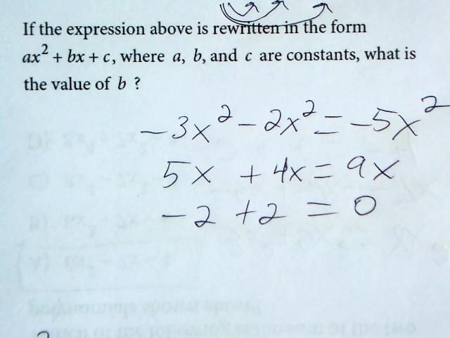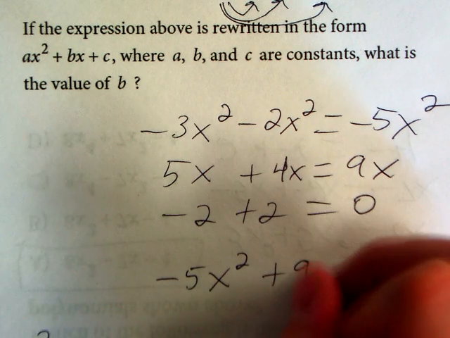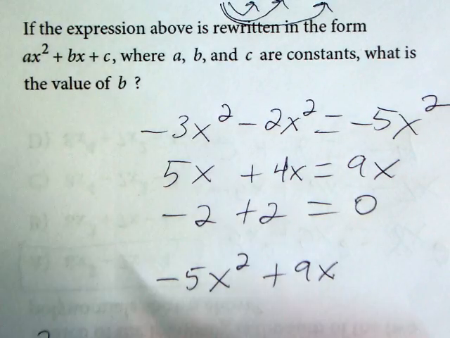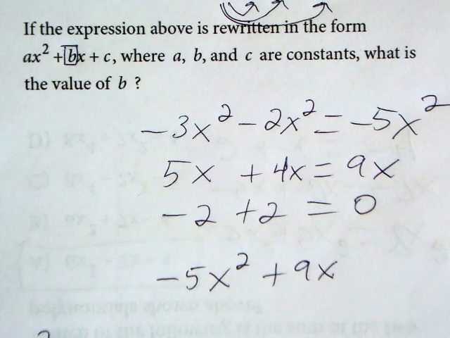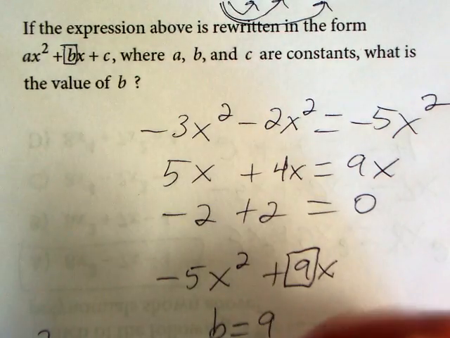So if we rewrite this in ax squared plus bx plus c form, we get negative 5x squared plus 9x, and it would be plus 0, which you don't need to write. They don't want that for the answer, though. They only want the value of b. b, as you can see here, is merely the coefficient for x, which is 9. So b is equal to 9. That's your final answer.